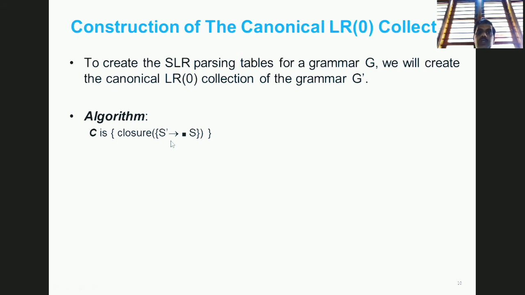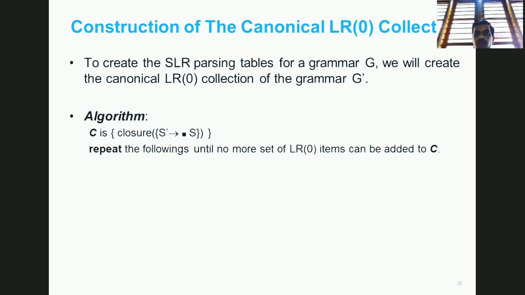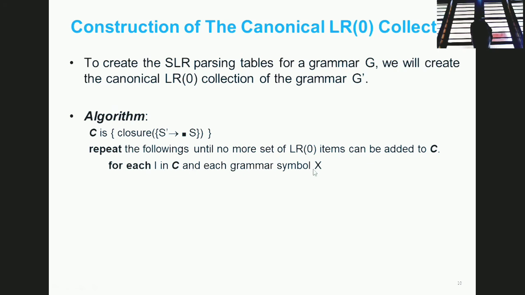Once you are ready with this particular closure, repeat the following until no more sets of LR(0) items can be added into C. Finally you get C, the canonical collection of LR(0) items. For each I in C and each grammar symbol X, if goto of I comma X is not empty and not in C, what you're supposed to do is add goto of I comma X to C. So C is a canonical collection of items.